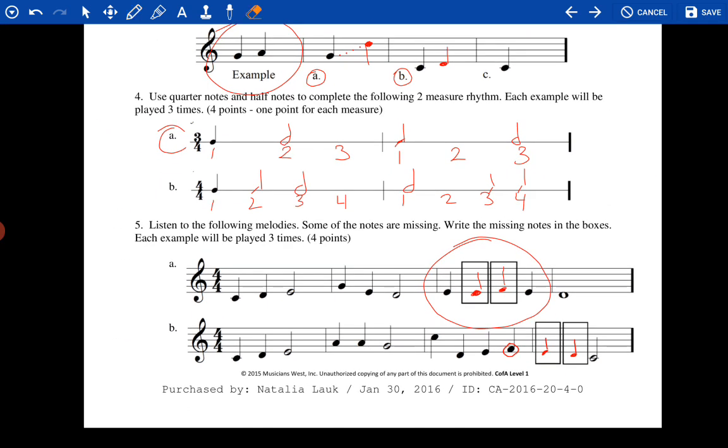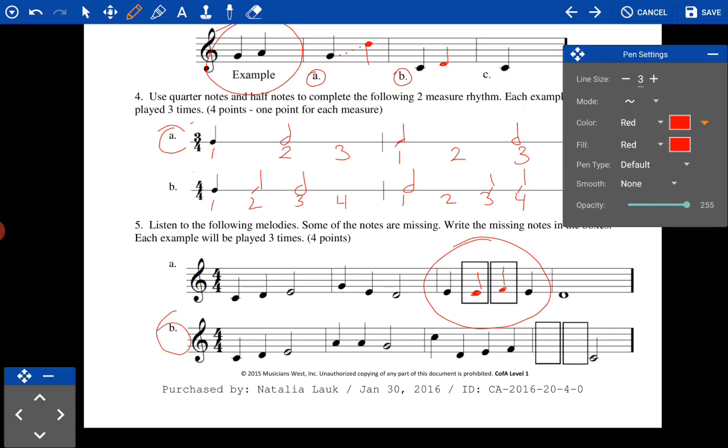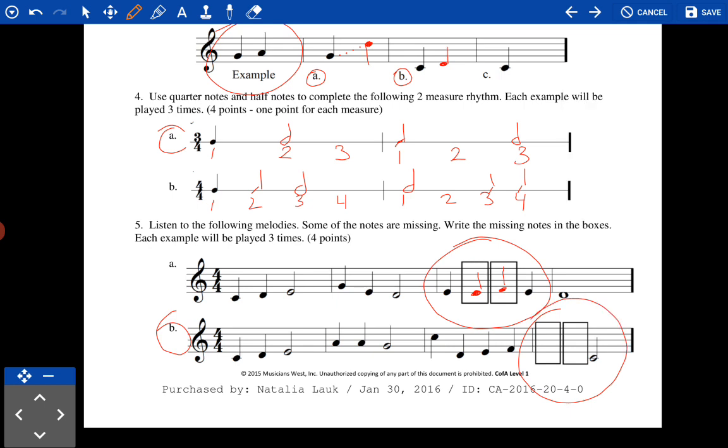And the second one actually was already done for you. So just listen to those examples carefully and you will be able to tell. So let me play the example B for you several times, right? And pay attention to what's happening right here in the last measure. So, one more time.